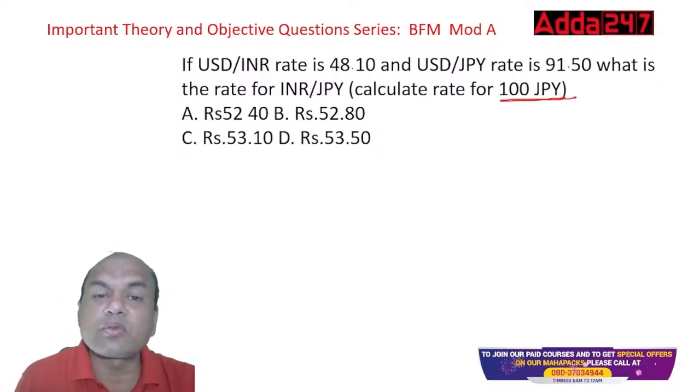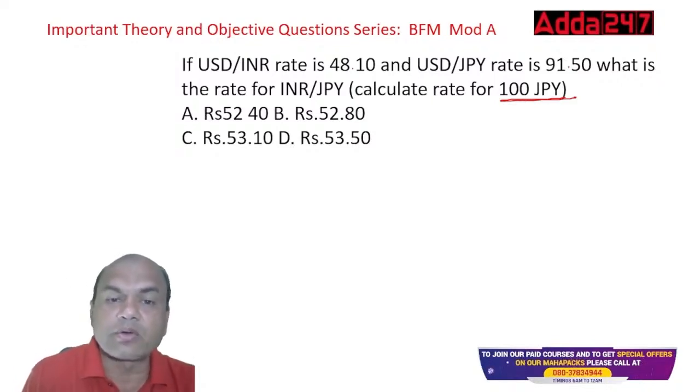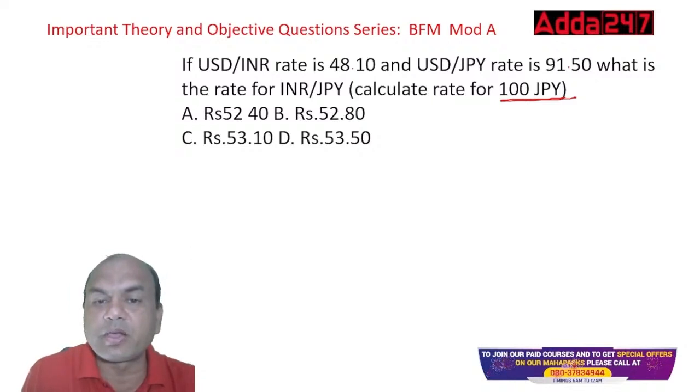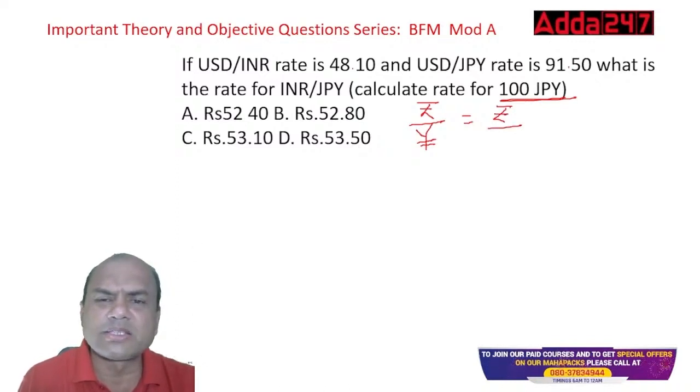We want INR to JPY. Here JPY is below, right? So what is my INR to JPY? Rupee to JPY. Yen is written like this, yen with two lines. Rupee to JPY equals to... I think it should be JPY to INR.